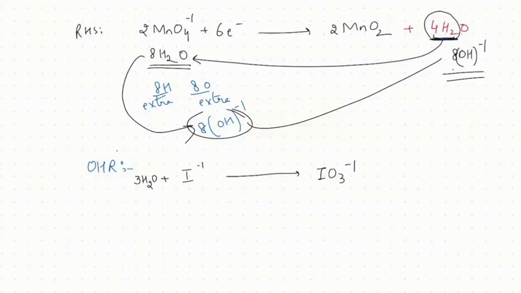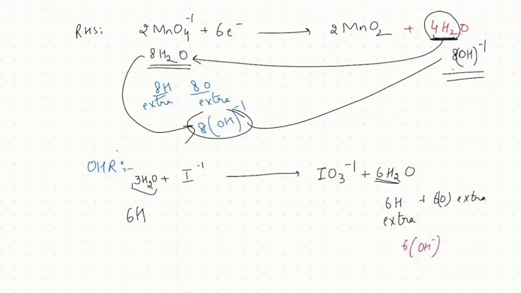But in order to balance oxygen, how many hydrogens extra have I added? 6. You understand? So to balance that 6H, I'm going to write down 6H2O. But you see, I was supposed to balance only 6H, but I have added 12H. So 6H extra I have added, and 6O extra I have added. So it becomes 6OH negative. I should add it on the other side. And now if you look at all the oxygens and hydrogens, they seem to be all balanced.